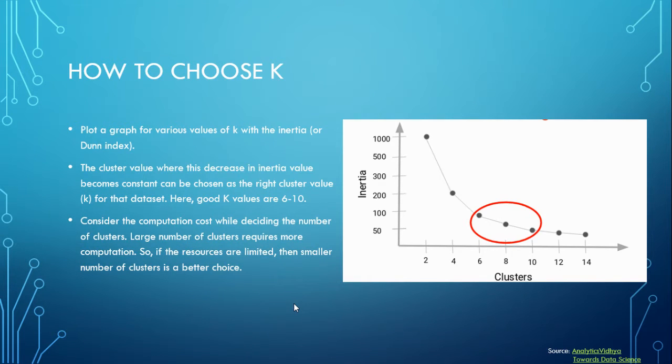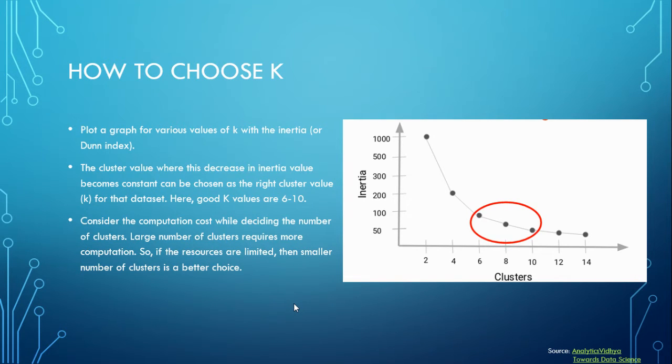How do you choose the right value of k? Like in the K nearest neighbor algorithm, you had the elbow curve. So you will be using a similar concept here. You will be plotting a graph of the number of clusters against the sum of squares of the distance. Now, the cluster count where the decrease in inertia becomes constant can be chosen as the right cluster value for that data set. Say, for example, in this sample plot, we see that the numbers between 6 and 10 is where you should focus on your K. So it can be 6, 7, 8, 9, 10.